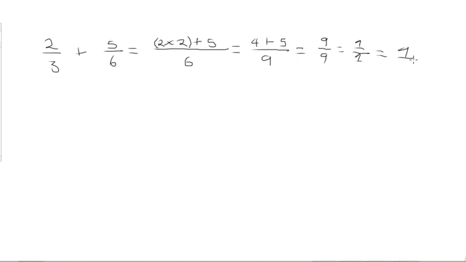Let's look at another example. Let's say we've got 2 over 9 plus 5 over 27. Do these numbers have the same denominator? No. This one has 9, this one has 27. So we need to look for a common denominator, right?